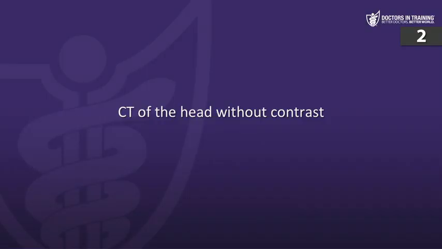Next, what is the initial radiologic study in a patient with TIA or stroke symptoms? Well, first you have to figure out if this is a hemorrhagic stroke or if it's an ischemic stroke due to thromboembolism. And the way you do that is by getting a CT scan of the head without contrast. That'll tell you if there's a hemorrhage or not.